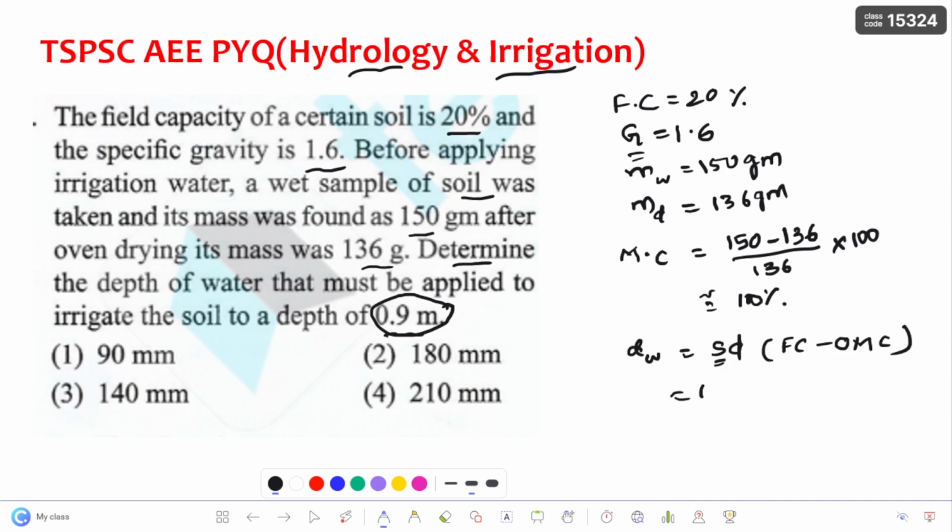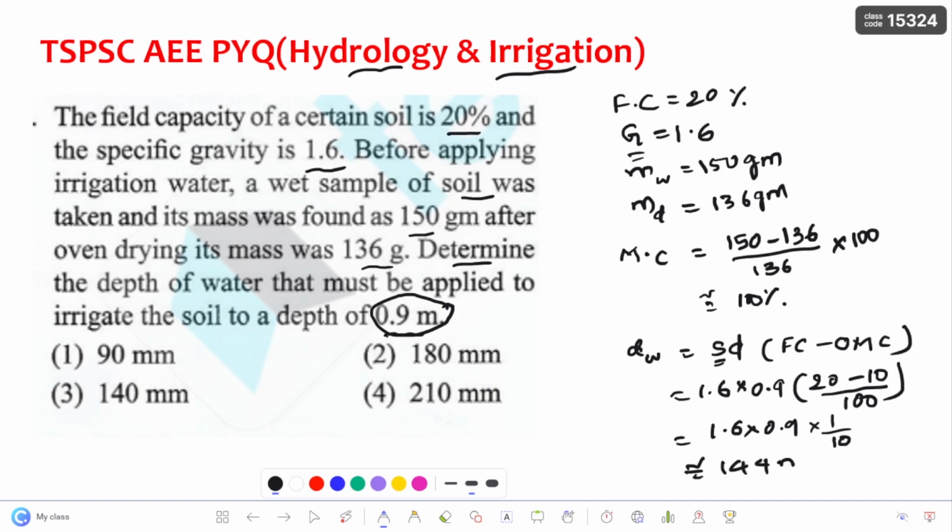Now let us write this: 1.6 into 0.9 into (field capacity is nothing but 20 and optimum moisture content is 10%). This is in percent, so let us divide by 100. 1.6 into 0.9 into 1 by 10. You will get approximately 144 mm. Directly it is like 16 into 9 is 144. But here nearly you have the option that is 140 mm. So this is the right answer.